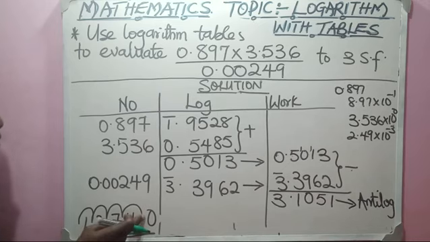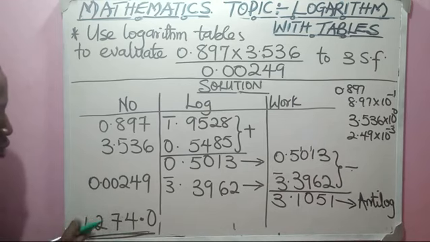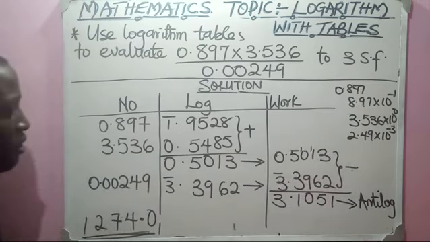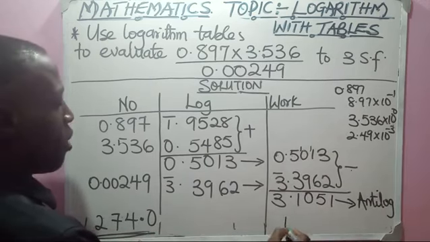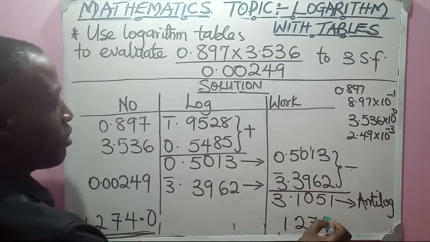So I can remove this thing now. My answer to this question is 1274.0. But they said I must leave my answer to 3 significant figures. So therefore it means I only need 3 figures here. So finally, my result will be 1, 2, 7, 0.0.